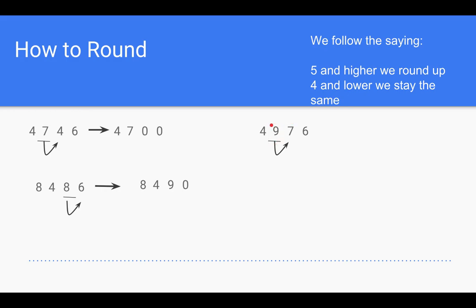And there's no such thing as a 10 in a single place value. So we regroup. We change the 9 to a 0. We move the 1 over the 4 to make it a 5. And then we change the rest here to zeros. This is kind of just like when we add and we have to regroup a number.